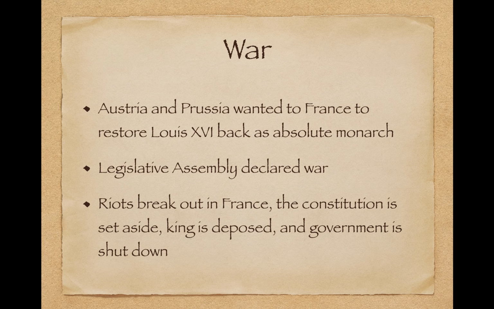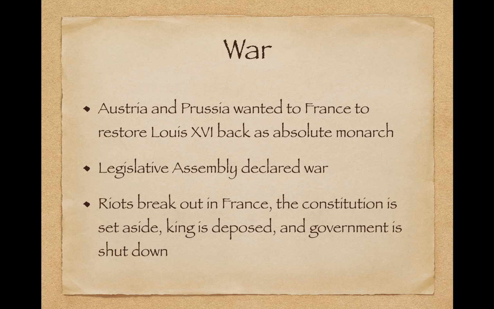And they are scared that if this is all happening in France, then why can't it also happen in their country? So Austria and Prussia pretty much give an ultimatum to France. And they tell the National Assembly, the new French government, that they need to restore Louis the 16th as an absolute monarch. And if they don't, then they are going to take action and they are going to invade France.